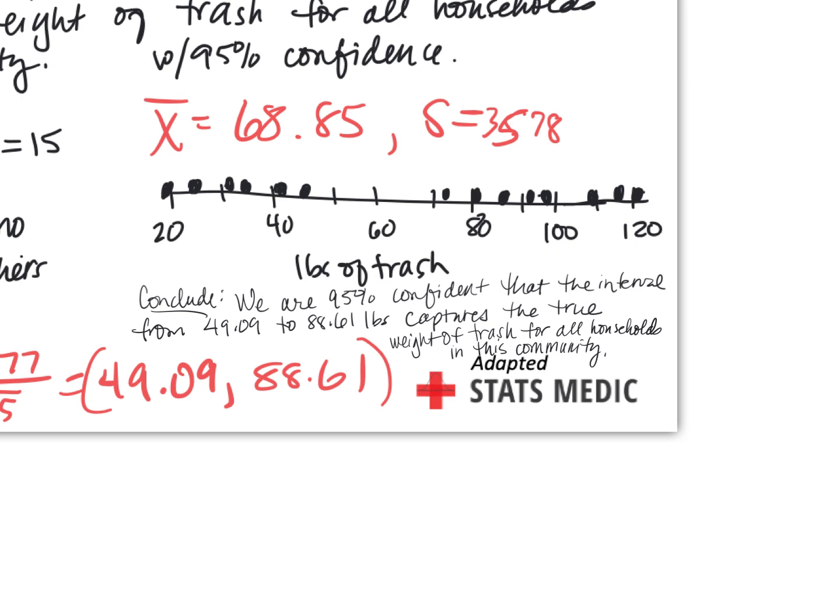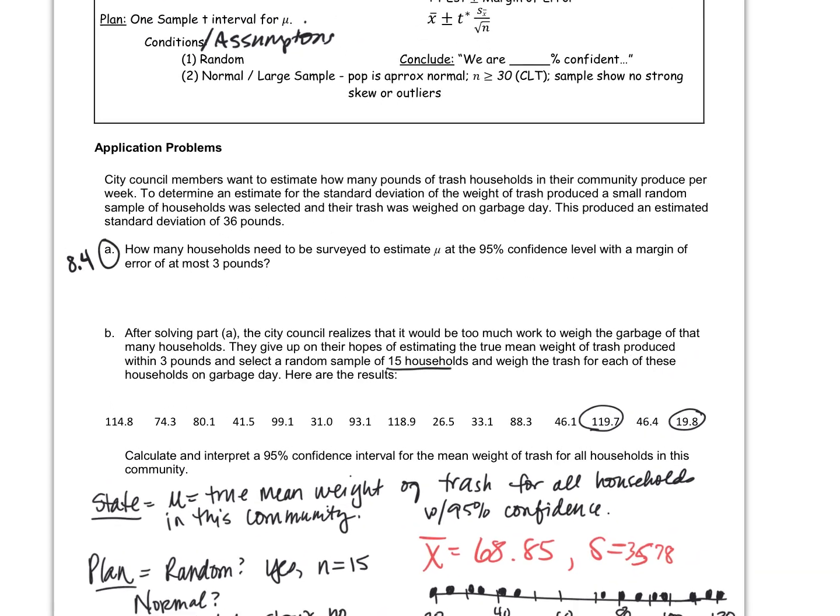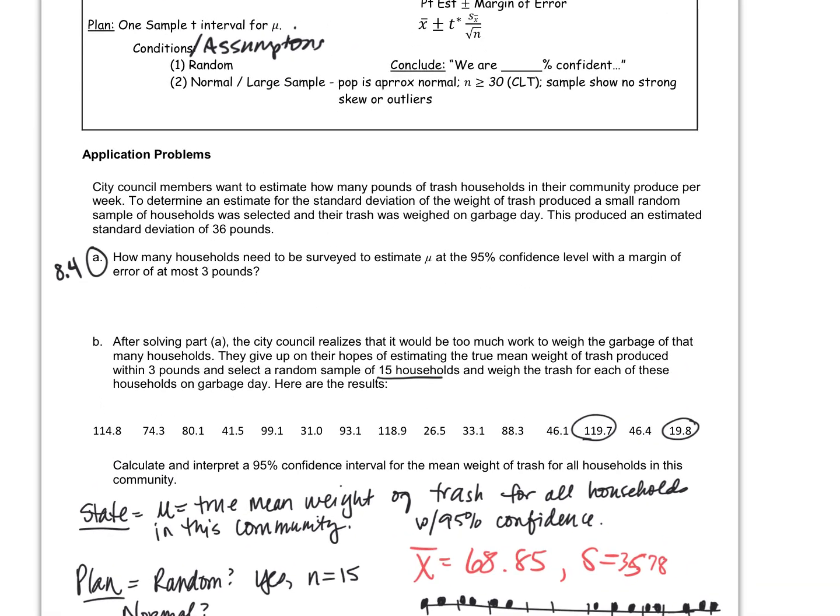Okie dokie. Do you see how it's really similar to what we just did with proportions, if you can remember that far back? The back of 8.2. And let's tackle part A back here. This is the households about the trash. This is a means question, so we're going to use a different formula. The hardest part of this sometimes is just identifying whether it's means or proportions. So now notice this. The equation on your chart says n equals z star times sigma over E, right?